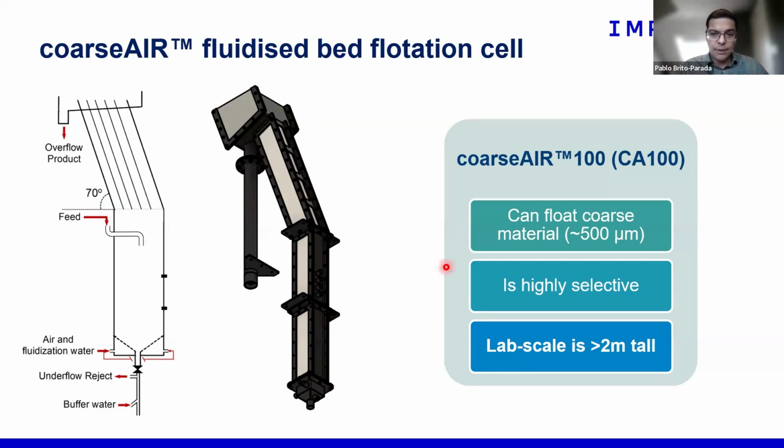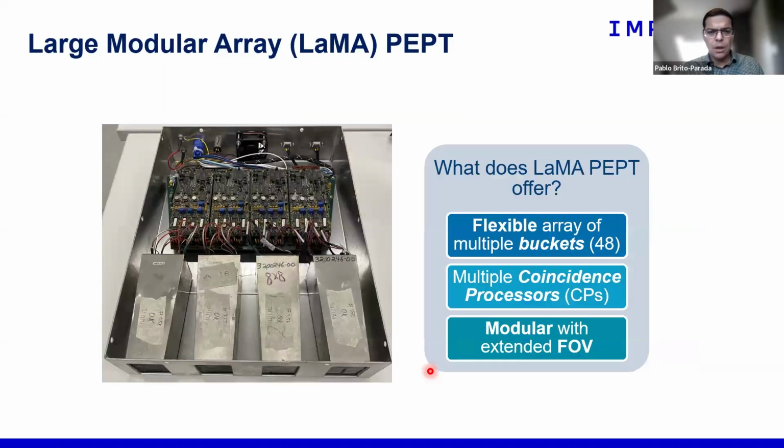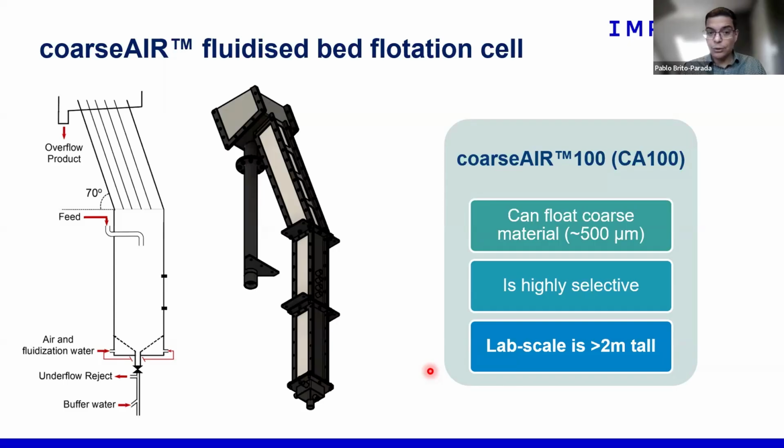The machine is highly selective, and the lab scale is more than 2 meters tall. So again, when it comes to PEPT, we were never going to be testing this at Itemba Labs because of the restrictions in size, but we could do that using the large modular array that I showed in Birmingham. One of the key points for this, of course, was also to get the system to run continuously for as long as possible, but it did present a lot of challenges in terms of recovering the tracer every time to re-inject them because we couldn't get a recirculating system in place.